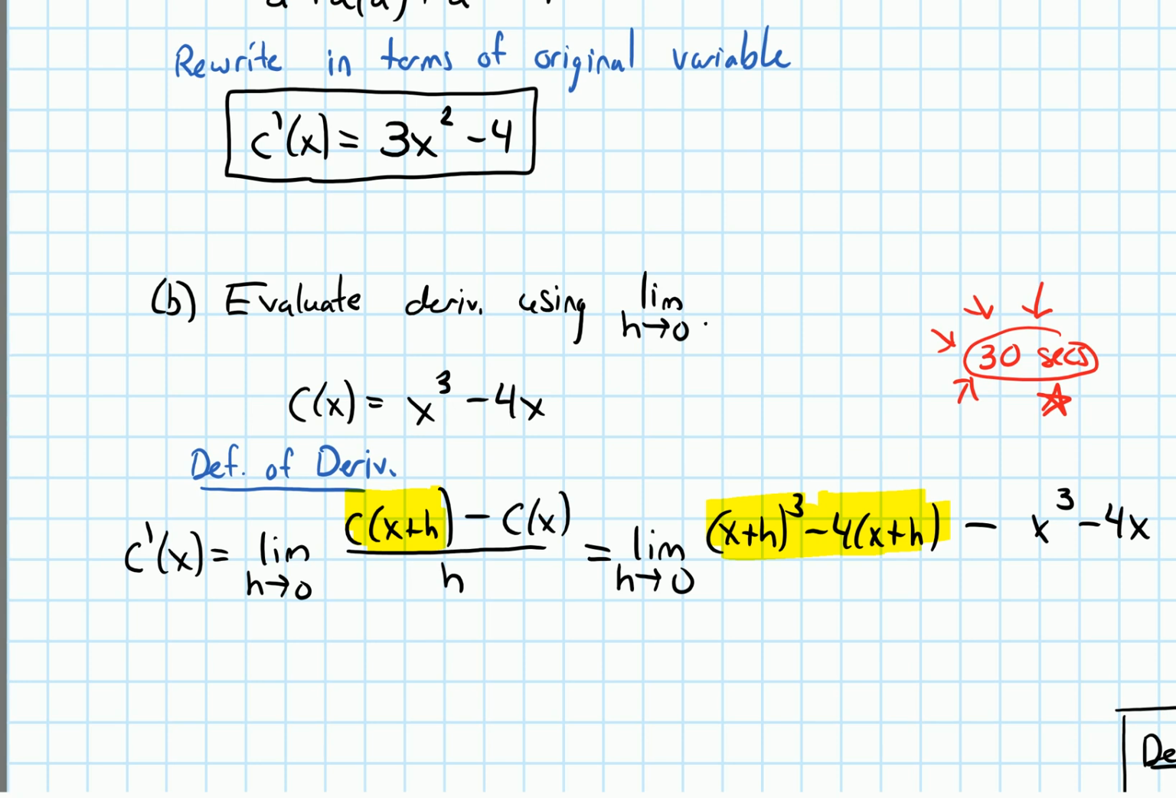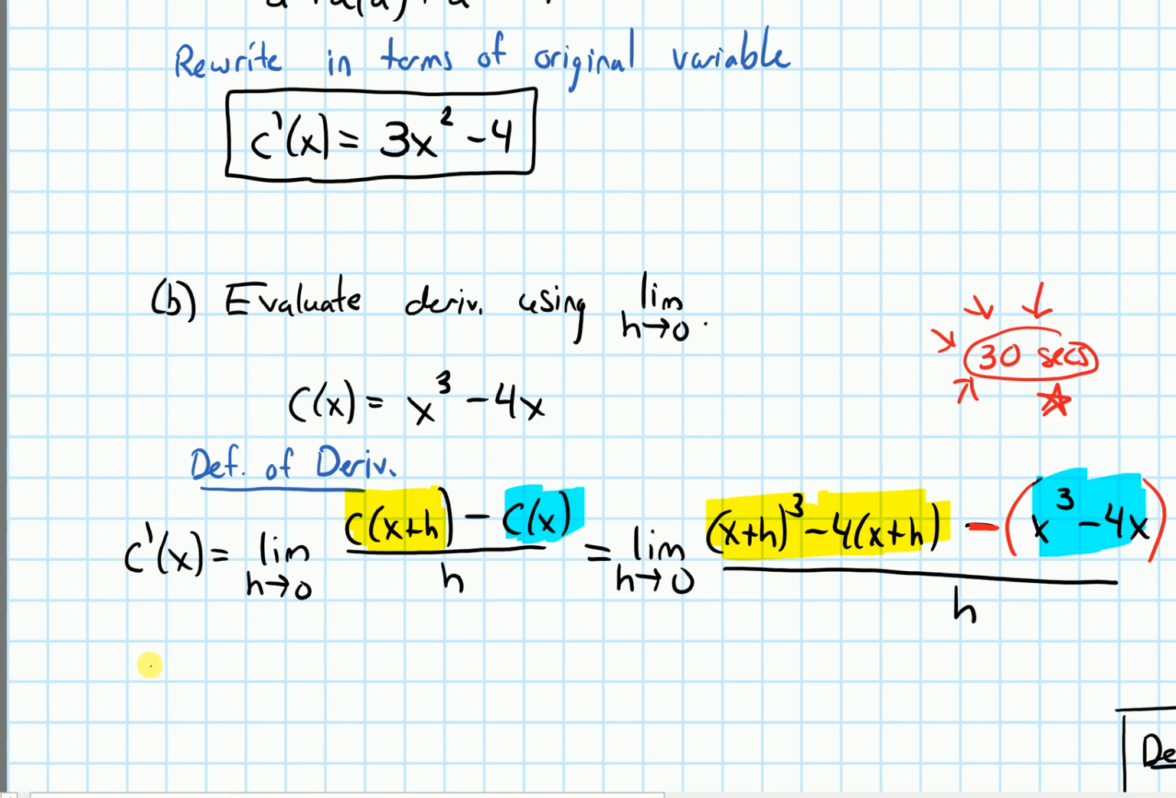The error is I forgot when I subtracted c of x that I'm subtracting this whole thing, the x cubed minus the 4x, so I need to put parentheses around it. If I don't, I'm going to forget to distribute the negative to both of the terms. All right, so now I have that in there. So this, the x cubed minus 4x, that was the c of x we were subtracting, all over h.